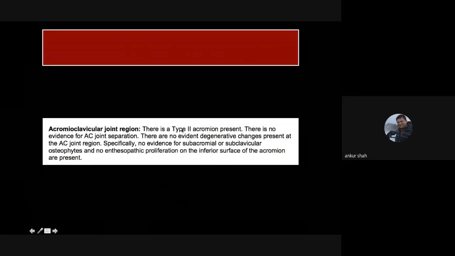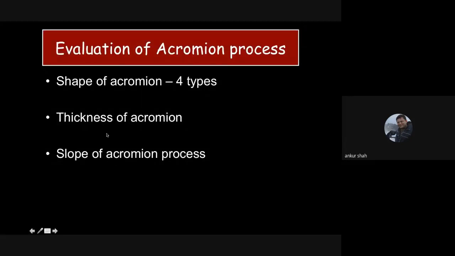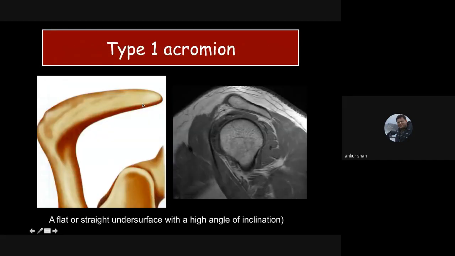First, we start our report with which kind of acromion is present. On sagittal image, we can look at the acromion and its four different types. We can also see the thickness of the acromion and the slope of the acromion process. The slope is well seen on the coronal image, but the type of acromion is best seen on the sagittal image, where type 1 acromion is a straight acromion process.